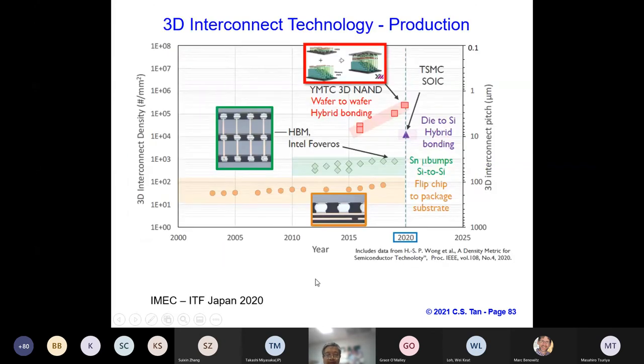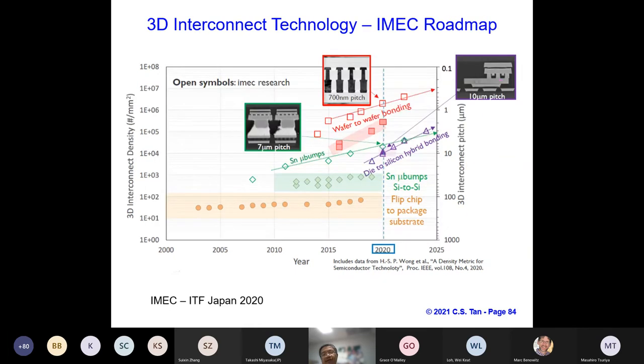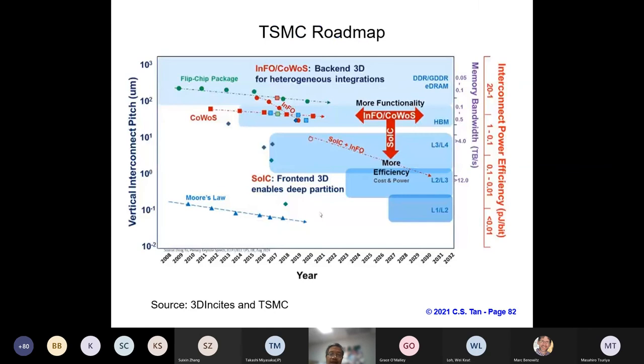This is a chart from imec last year at ITF Japan, and they put together a report from Intel, the Foveros, the SOIC, and this is where we are in terms of the interconnection density and the timeline. What is more interesting is that in the next slide, they extend it and talk about where we are heading in the future, looking at wafer to wafer and die to wafer. I really think that this is really exciting for people like us. And I look forward to the day when the gap that I showed you earlier in the TSMC slide can be breached, or we can even go beyond what Moore's law can give us.